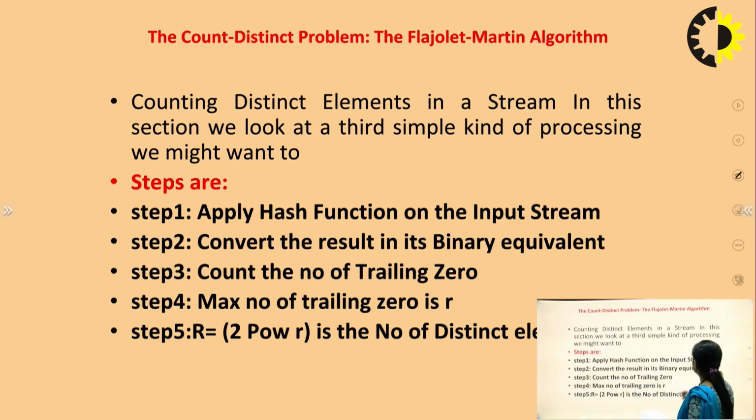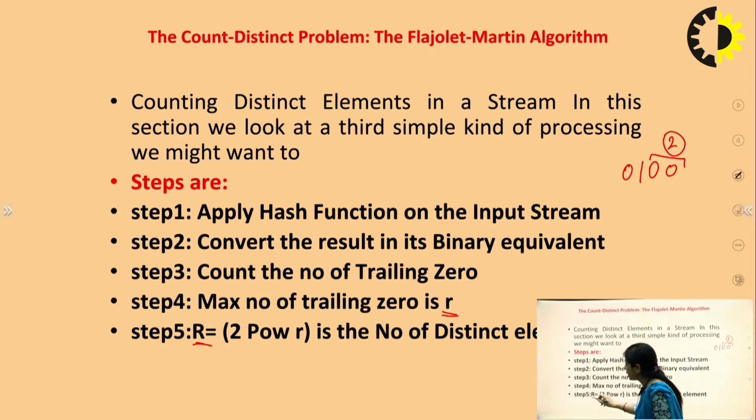What are trailing zeros? Say 0, 1, 0, 0. This is a binary equivalent. Then the number of trailing zeros is 2, right? Fine. The maximum number of trailing zeros is r. We need to find out the maximum number of trailing zeros, right? And then at the last step, we need to find out R, where R is equal to 2 to the power r. That is the number of distinct elements.